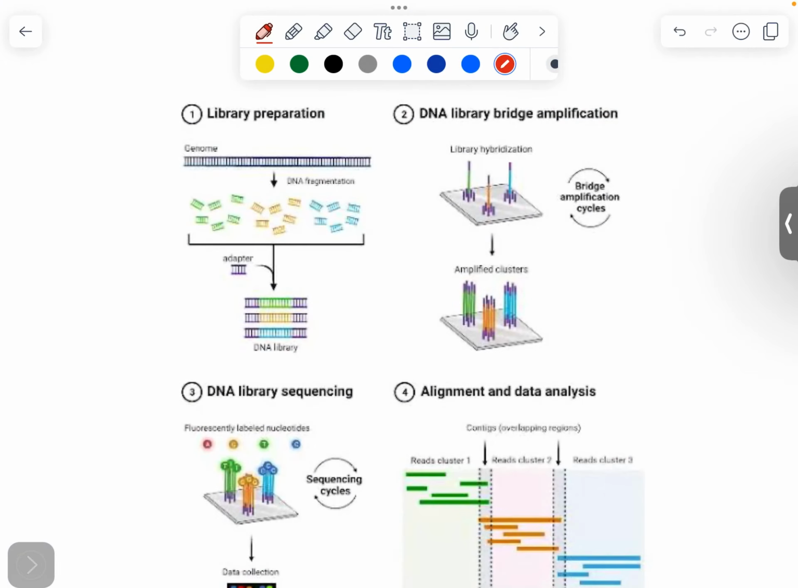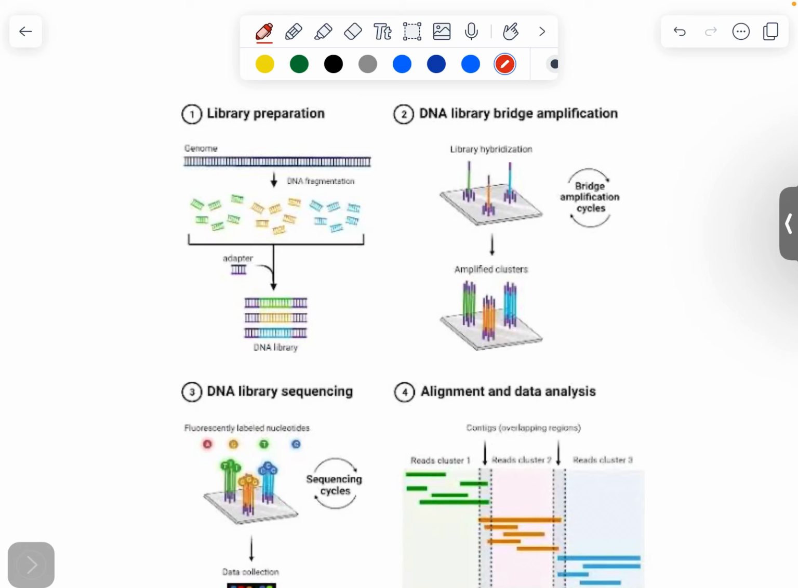Hi everyone, in this video I'm going to explain what is next generation genome sequencing. Before understanding next generation genome sequencing, we should know what first generation sequencing and second generation sequencing are. We all know that Sanger sequencing is a first generation sequencing where we fragment the DNA and then we sequence these DNA fragments one after the other.